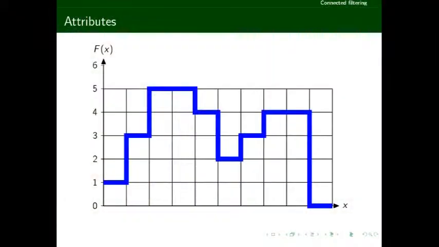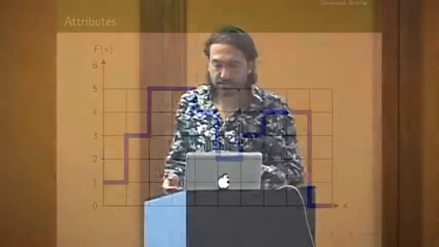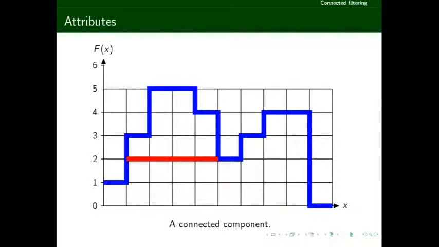So, once you have the tree, what can you do with that? You can filter, and to filter you need a rule. So here it's an attribute. For example, I take this connected component in red. What can you imagine? Plenty of things.